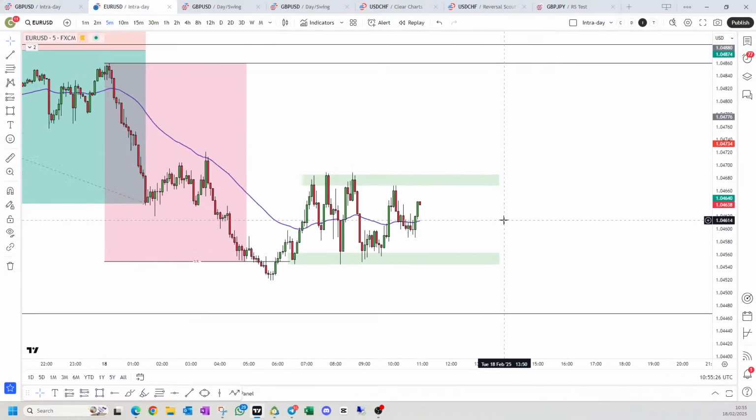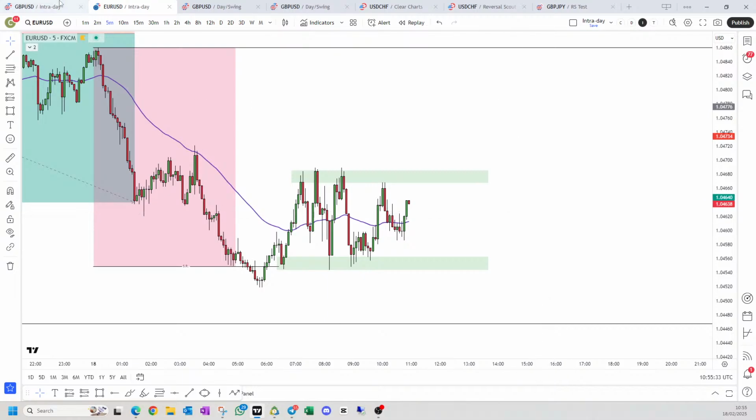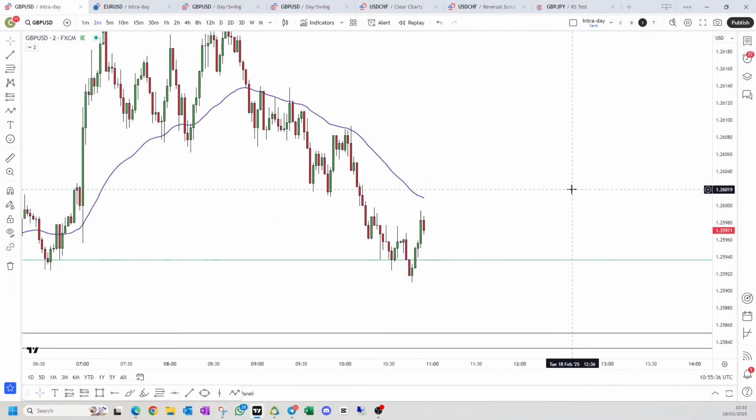EU again is still not really doing anything. We're just ranging between this channel, so it's not worth trading that either. So yeah, looks like a day off.